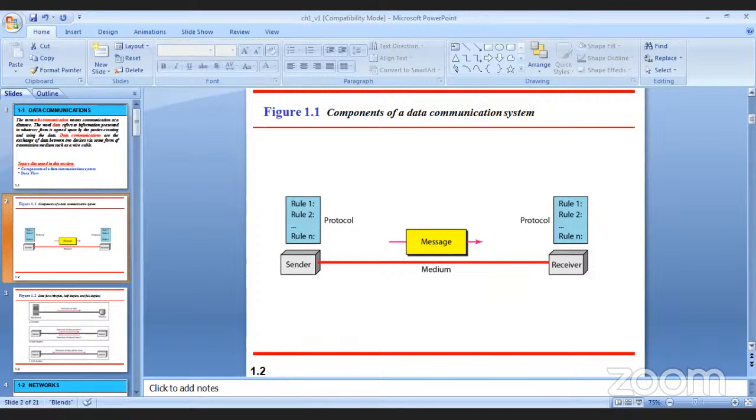So the sender is a device, or you say it's a machine, or a laptop, a computer, or a human user. Who will send?